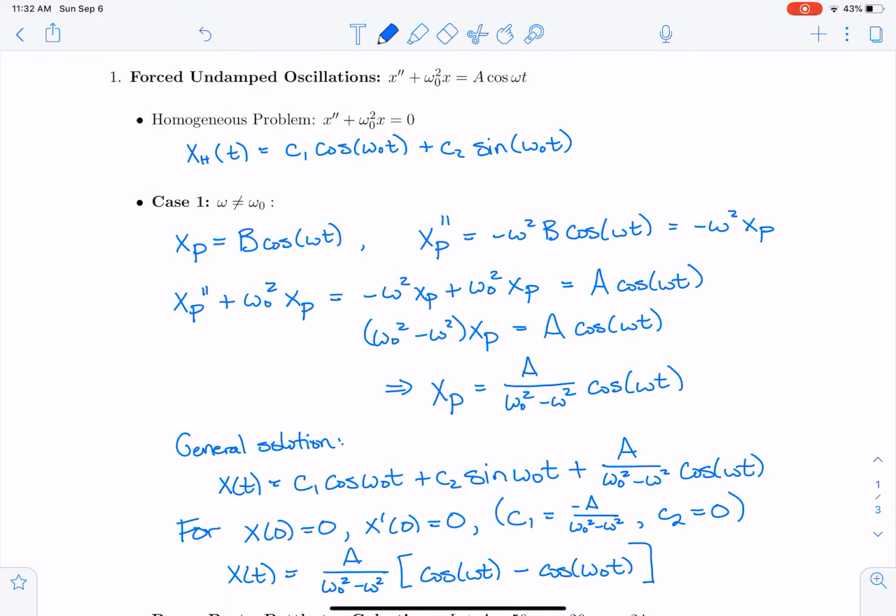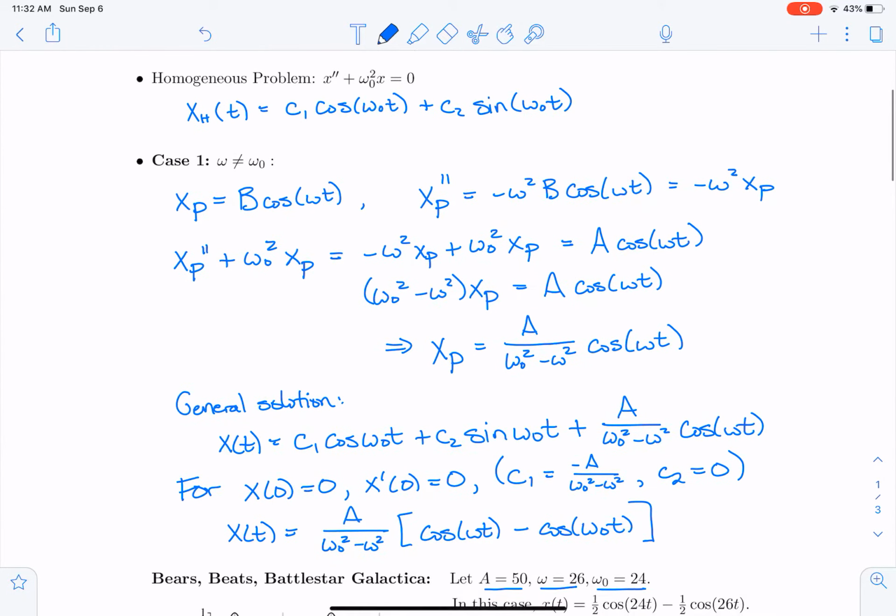In the previous video, we looked at a forced, undamped oscillation where the system was driven at a frequency that was different from the natural frequency. So omega was not equal to omega 0. You can see from when we solved this problem, if omega 0 and omega had been equal, then we would be dividing by 0 there.